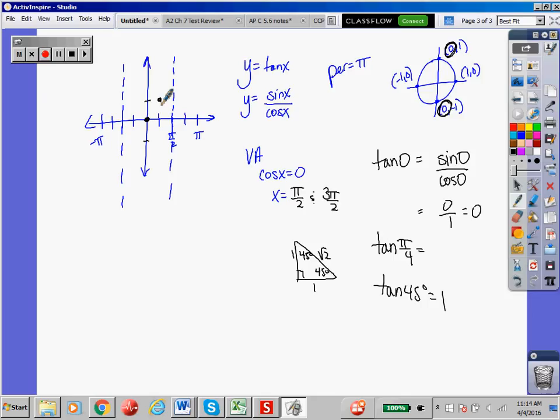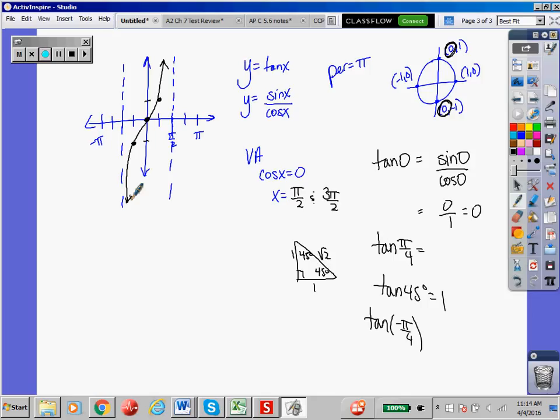And then if I want to do the tangent of negative pi over 4, you remember the tangent is odd? I've been really hitting it with a lot of pressure in pre-calc this year. That's odd, so it's -1. And so here's the tangent function.